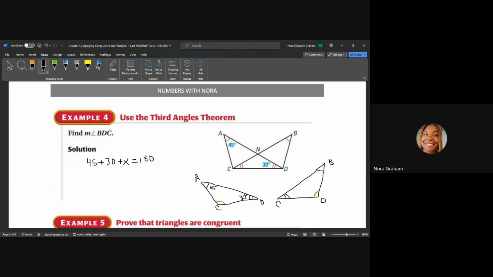All right, and then we keep on solving this simple linear equation. 45 plus 30, 40, 50, 60, 75 plus x equals 180. Subtract 75 from both sides. I believe that's going to give you 105. So x is going to be 105, which means that that angle they wanted us to find is going to be equal to 105 degrees. Right? And that's how we solve that one.